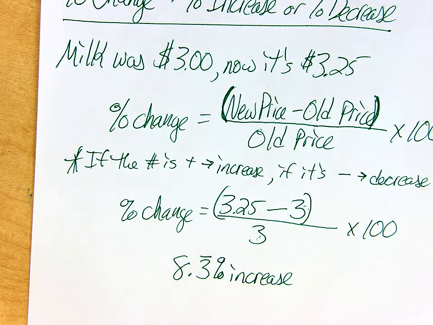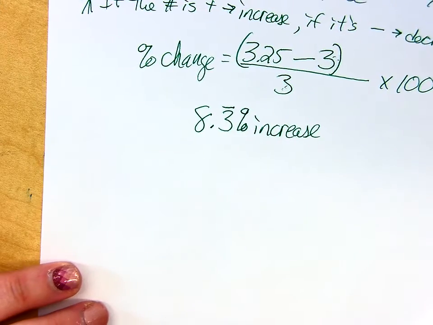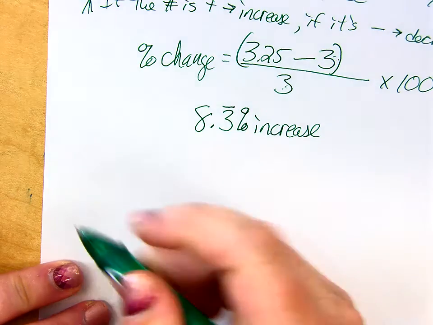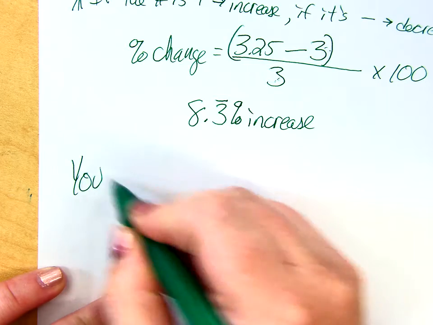And this is also a reasonable answer, right? It went from $3 to $3.25. So it's an increase, but it wasn't a huge one. It's not like it doubled in price. So 8%, yeah, that's reasonable. Okay? Let's try another one. I'm going to write out a little sentence here. You're buying a jacket.